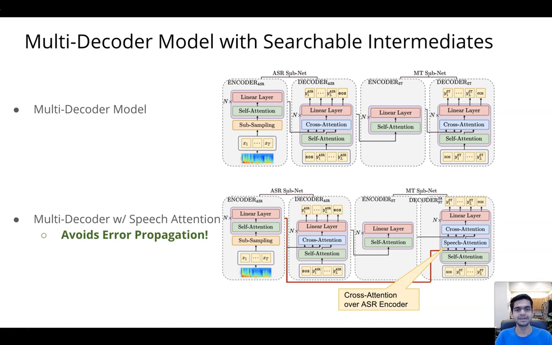To avoid propagating these errors in the downstream MT subnet, we also propose a variant of the multi-decoder that includes a multi-source cross-attention in the ST decoder. Here, the ST decoder is conditioned on not only the ST encoder representations, but also on the ASR encoder. We call this ST model the multi-decoder with speech attention.